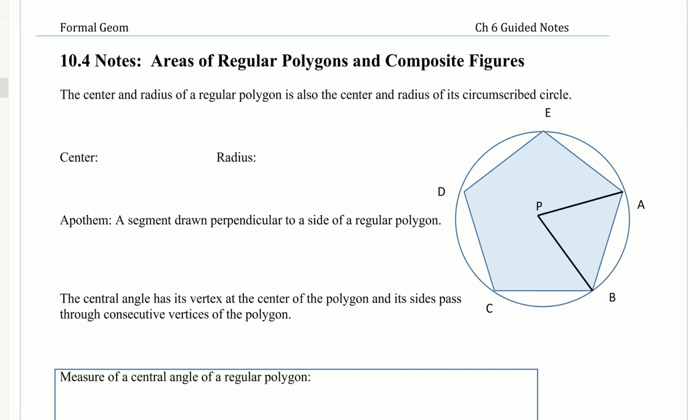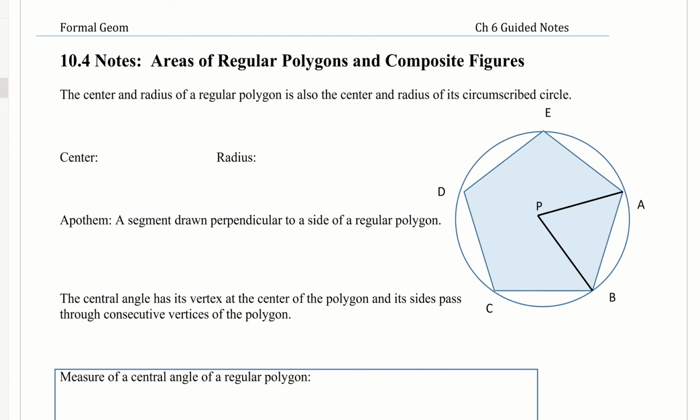Before we get started with actually looking at some area formulas, we're just going to talk about some terminology that is going to be used consistently throughout this video. First, the center and radius of a regular polygon is also the center and radius of its circumscribed circle. What that means is that the shape is fitting exactly inside of the circle, where all of my vertices are touching the edges.